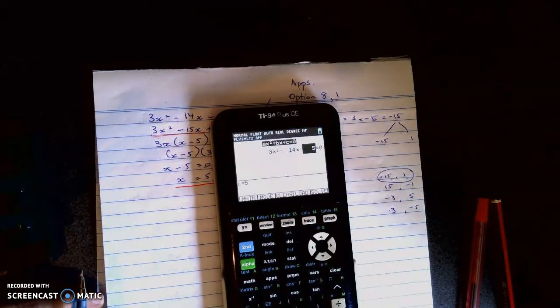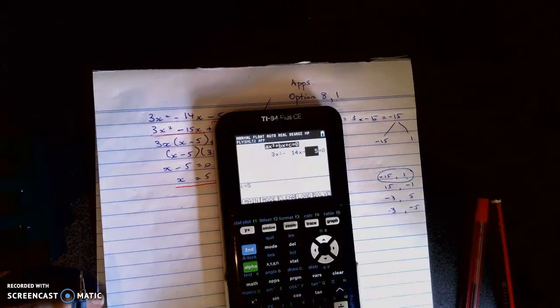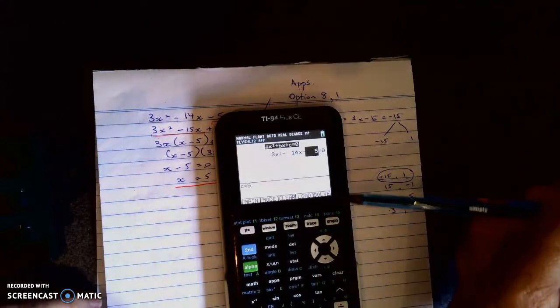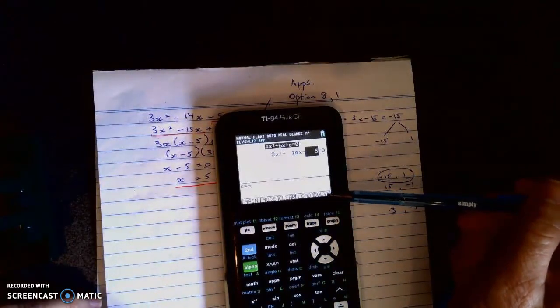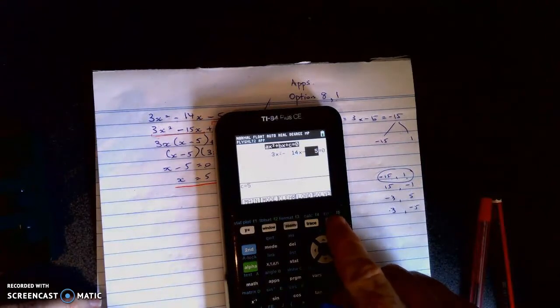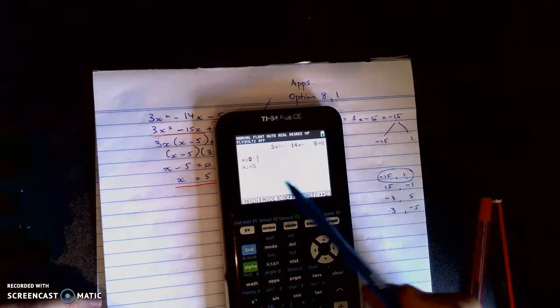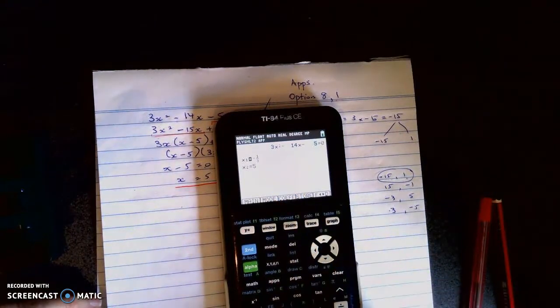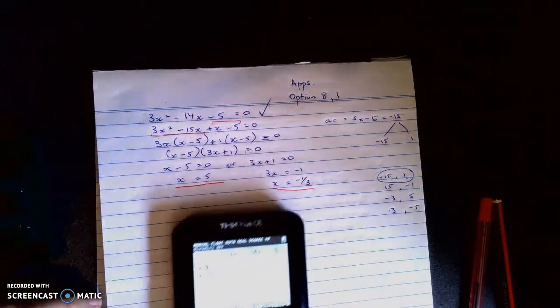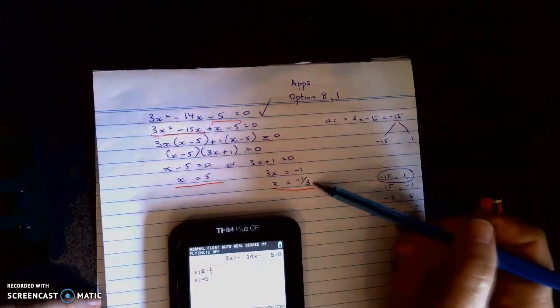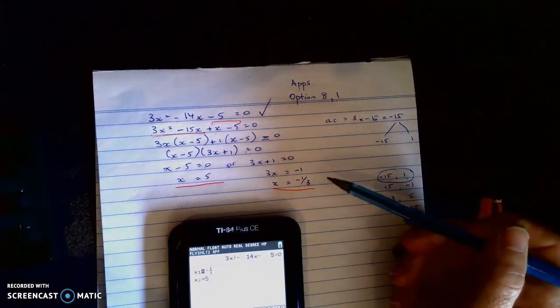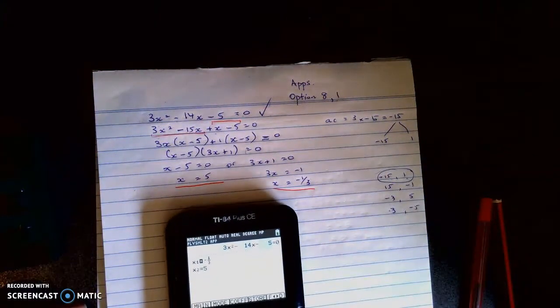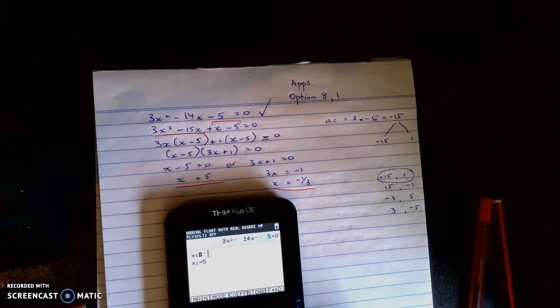Once I've got all those values in, and I've changed the contrast so you can see it, there's a solve option here. If I press the button here, graph, which corresponds to solve, it'll come through and give me the roots. It gives me the roots of negative a third and 5, similar to what we found when we did them analytically or using algebraic methods. So the calculator will do that.